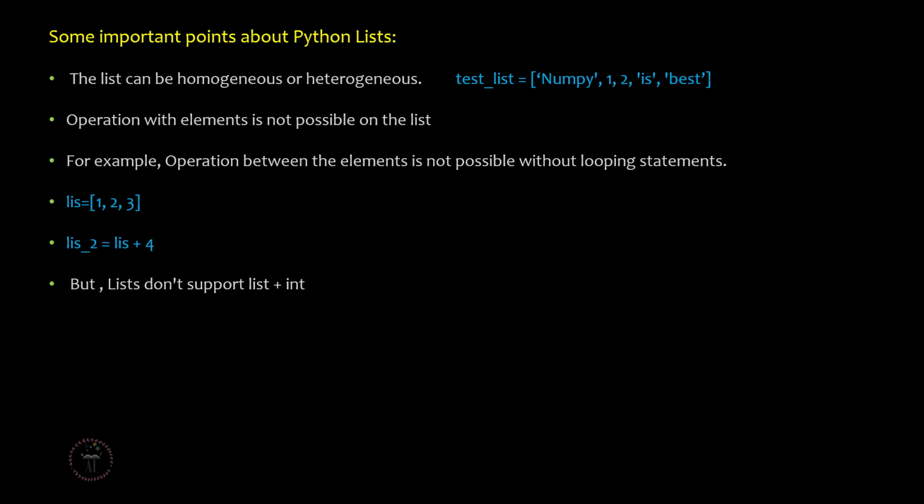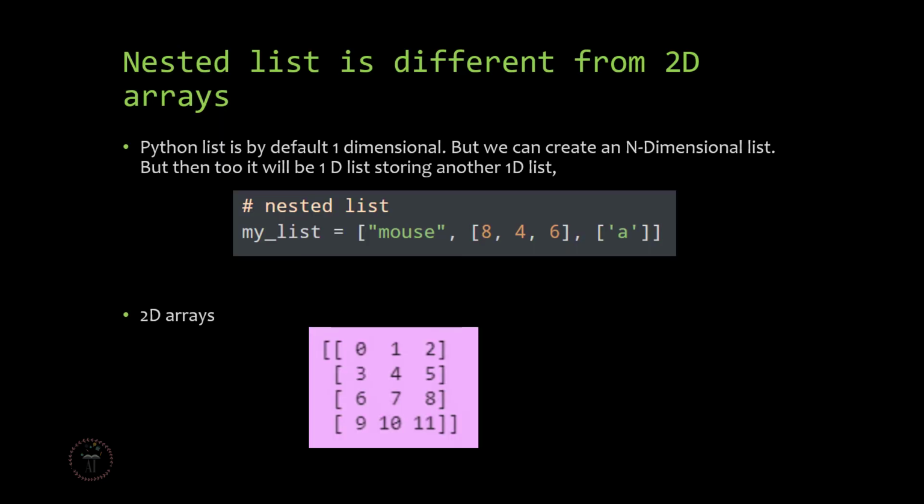And you might be wondering, why should I use the NumPy array when I have a list inside a list, and that would give me a two-dimensional array representation, isn't it guys? Well, the reason that we prefer the NumPy library is that even if I create an n-dimensional list, it will still be a one-dimensional list storing another one-dimensional list. And that is the reason we prefer NumPy over the Python list.